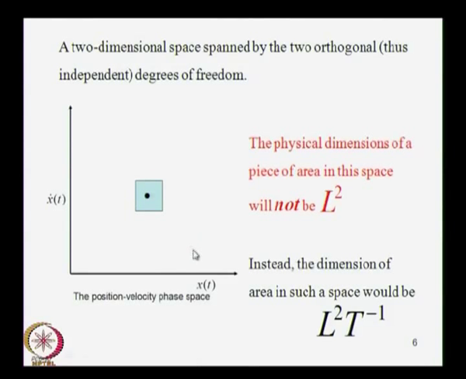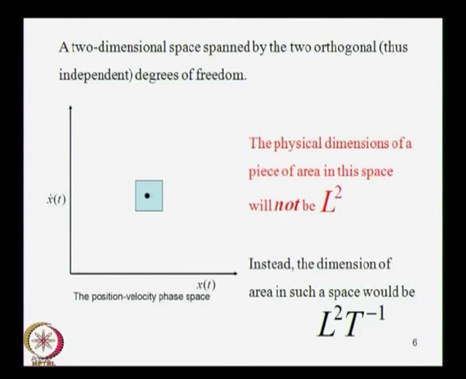So, these are the two variables that we need. One is the position, which I plot on this horizontal axis, and because these are two completely independent of each other, I can plot them along orthogonal axes. So, I plot the position along what we normally call the x axis in a Cartesian geometry, and the velocity along the y axis.